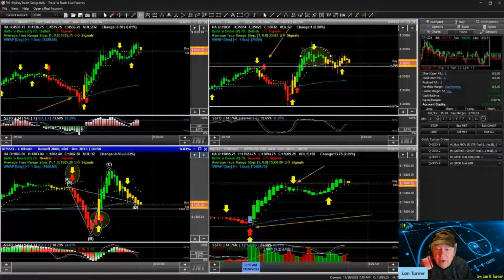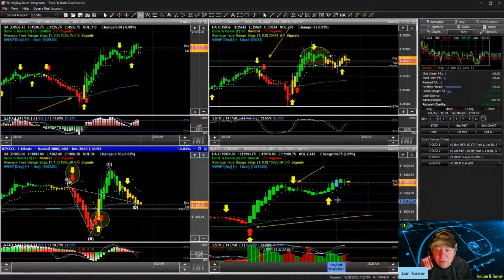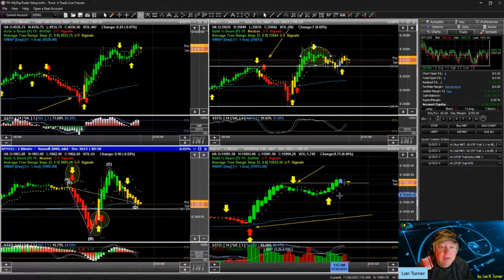So this thing didn't quite make it up to our 16,000. It went up there and failed. So I took the profits off as it started to drop back down. That looks like a wise decision. Just kind of starting to go snaky.